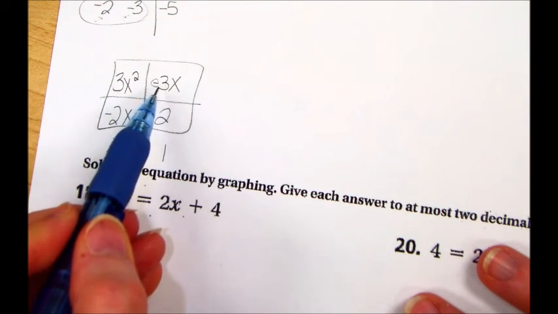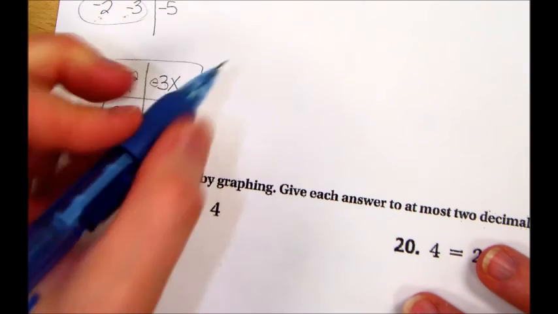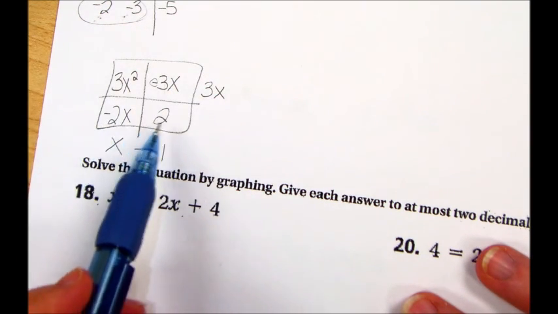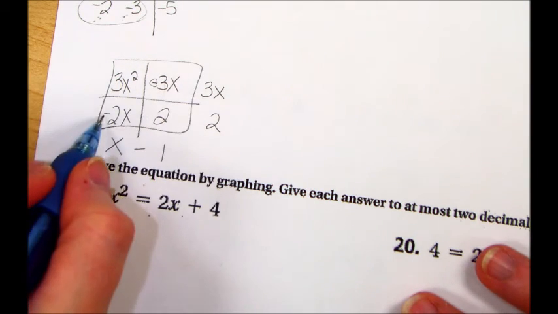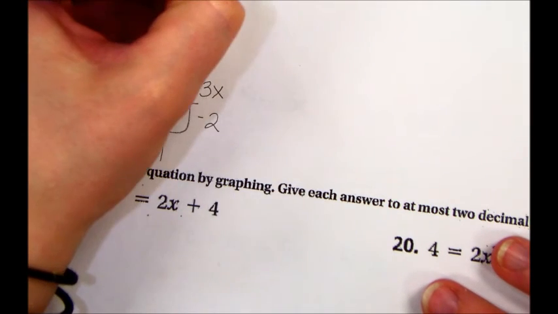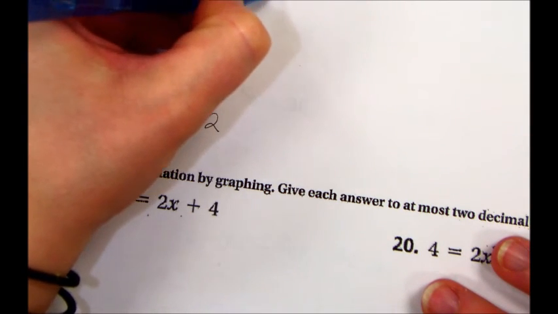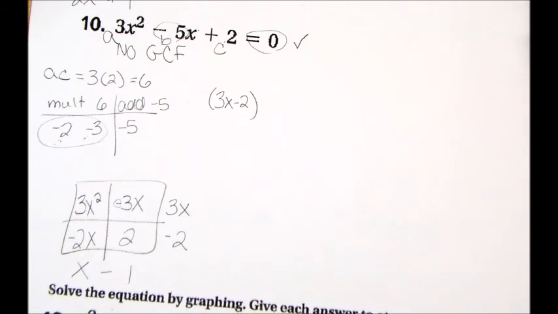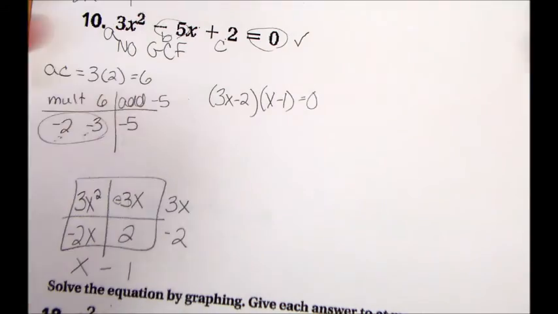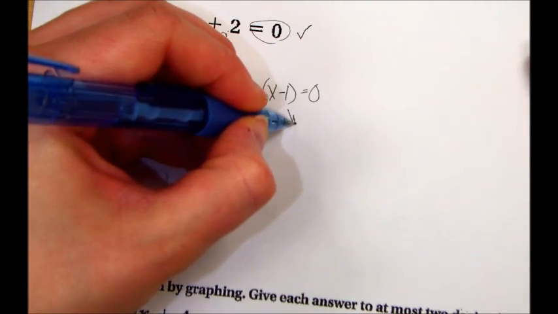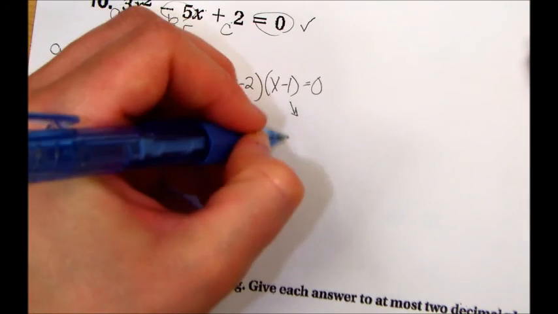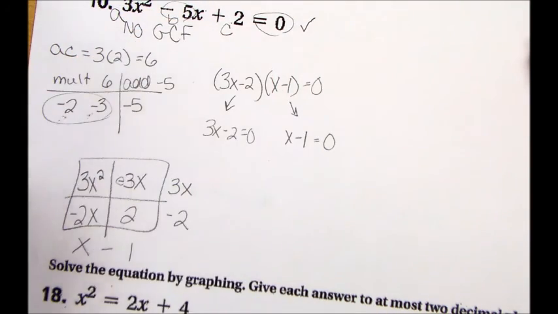The GCF on the top going across would be a 3 and an x. Positive, because the first one was positive. Going across the bottom, I can pull out a 2. And because the first one was a 2, that's a -2. This problem can now be factored. So we have 3x minus 2 in one parenthesis and x minus 1 in the other parenthesis. Set each equal to 0 and solve. So 3x minus 2 equals 0 and x minus 1 equals 0.